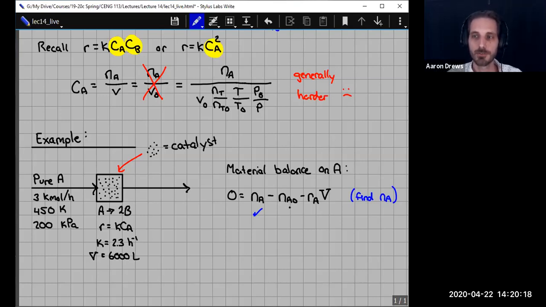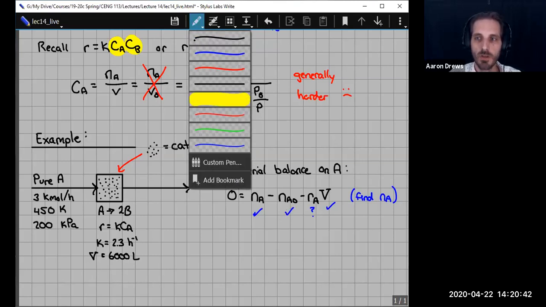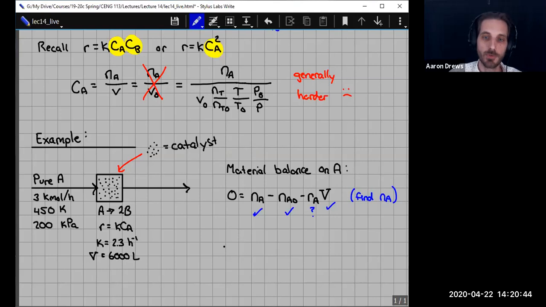N sub A0, we're going to have to work on that one a little bit because we don't know it right away. And then R sub A is going to be a mess, but we know V, which is the volume of our reactor, which is 6,000 liters. So for the inlet conditions, let's tackle, we do know N sub A0. It was given to us as 3 kmol/h. So we're good with that one. But we are going to need something else eventually for our inlet. And so we're going to start our analysis there.